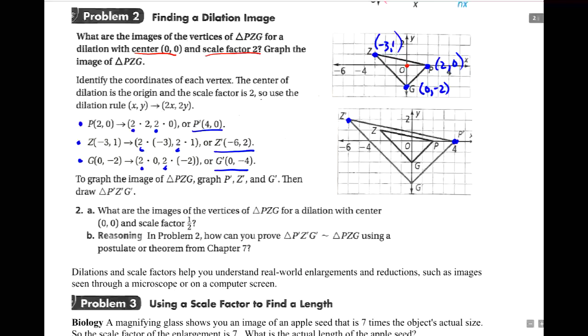And G prime is at 0, negative 4, which makes sense, right? Because our center of dilation is right here. Our ray OG would go straight down the y-axis, and our ray OP goes straight down the x-axis, and our ray OZ goes at some slope here, which we don't have to worry about anymore. But you can see how it goes through there. So that's super easy.